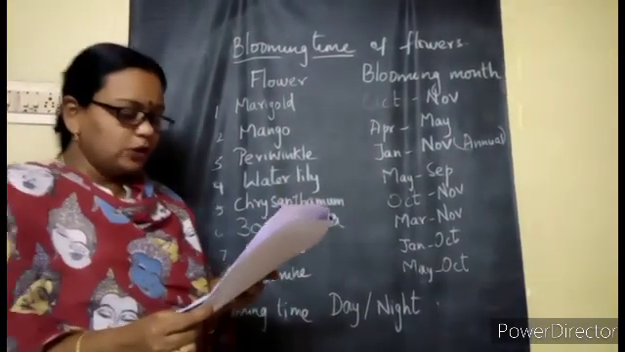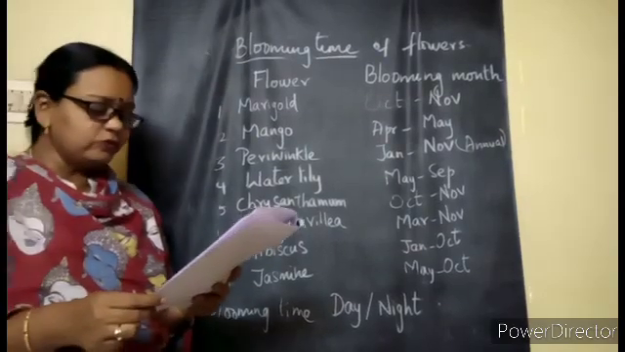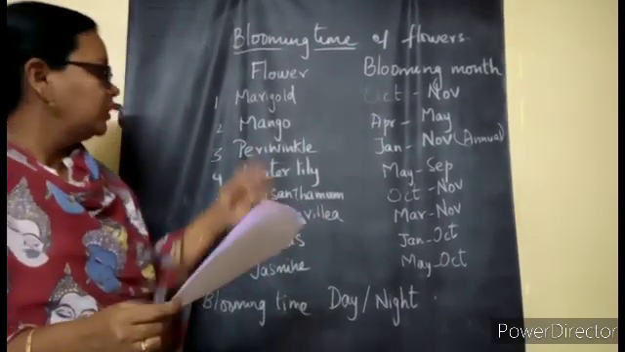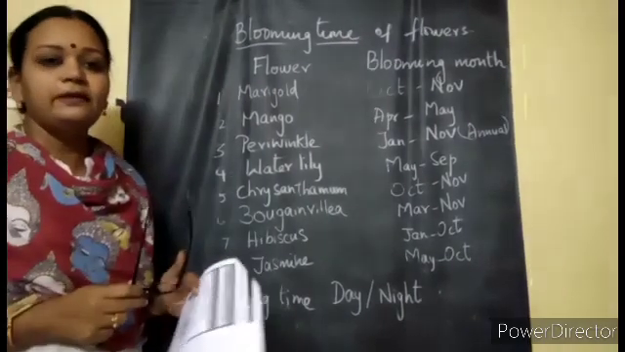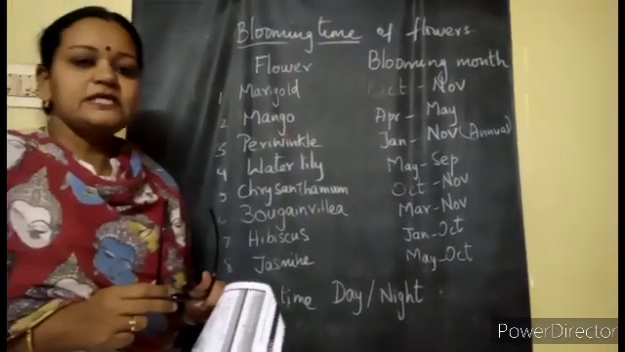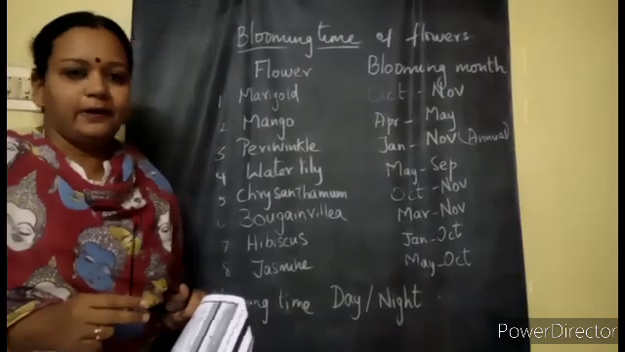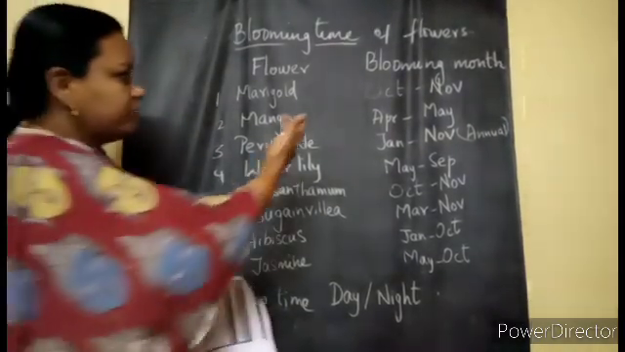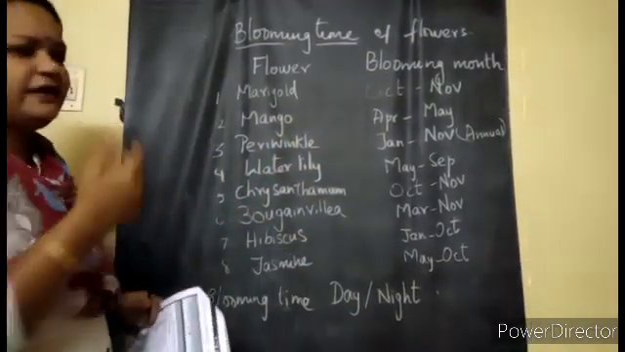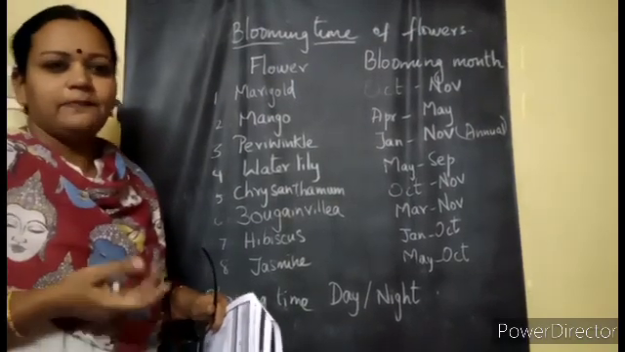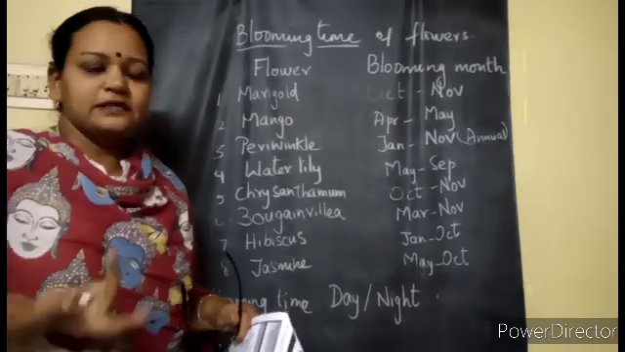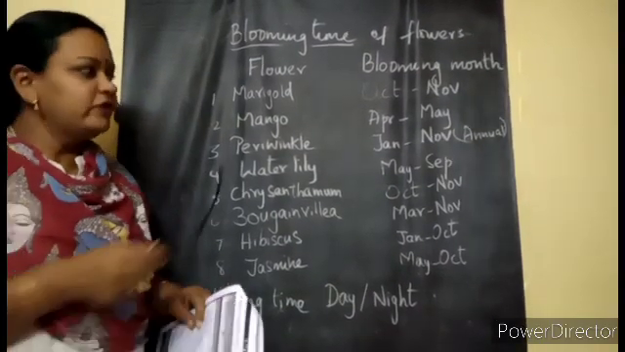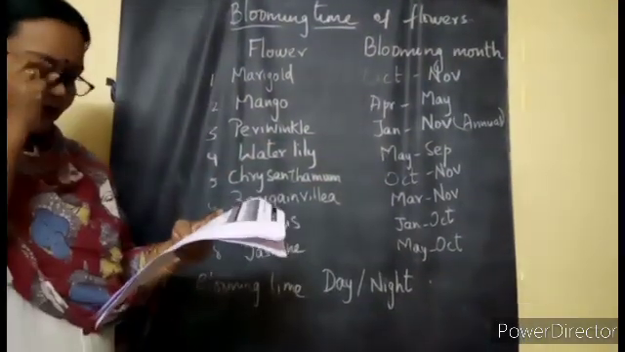Down to the tabular column you have: name 2 flowers that bloom in the spring. So, children, which months will have the spring season? April, right? So you can pick from here only which flowers we will get in the spring season. March, April, you can see March or April is our spring season. From this table only you can pick and write.